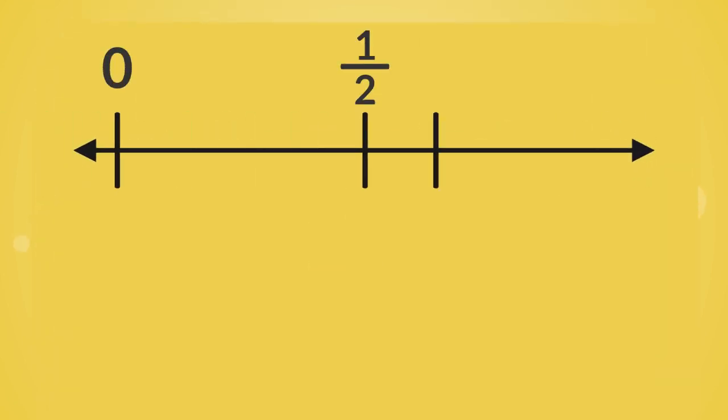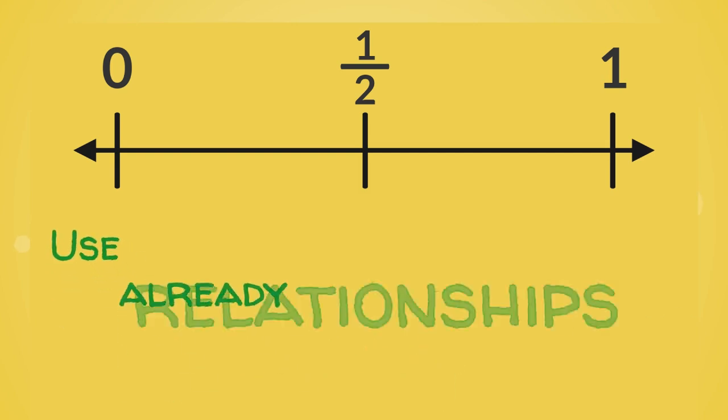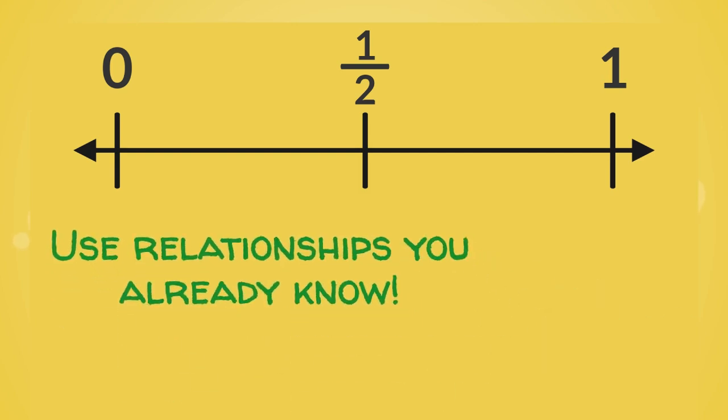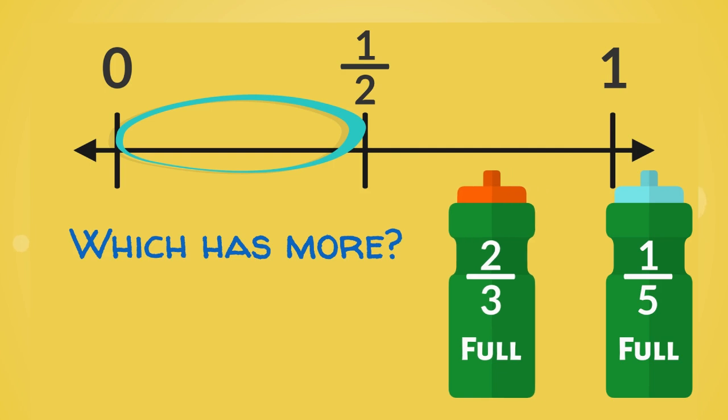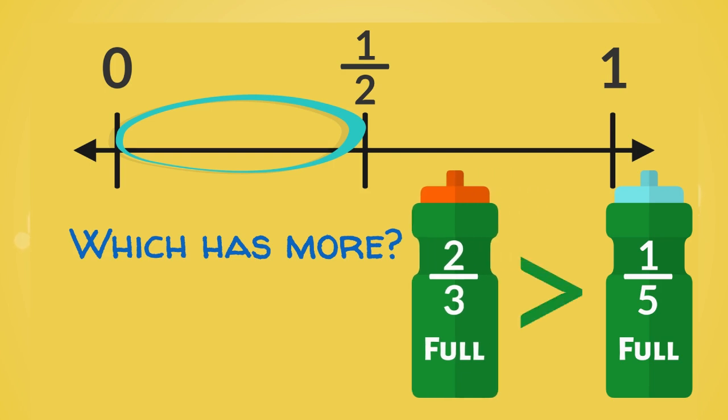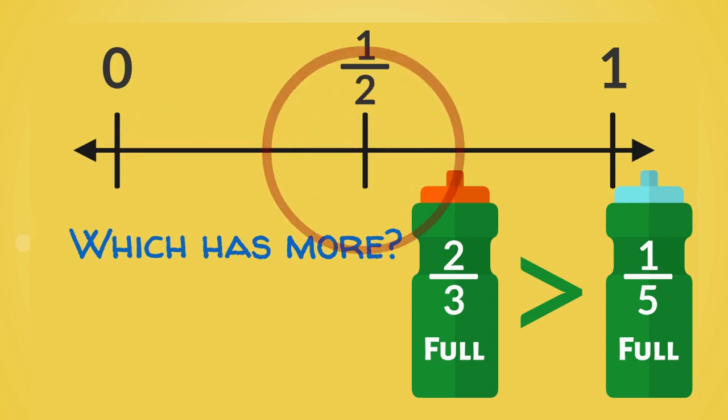Let's talk about benchmark fractions, like 0, 1/2, and 1. One way to compare fractions is to use what we know about benchmark fractions. If your water bottle is filled 2/3, you've got more than half. If it's filled to 1/5, you've got less than half. In this case, 2/3 is greater than 1/5. This is a great shortcut when comparing. Ask yourself, is it more or less than 1/2? As you get more comfortable, you can use other fractions as benchmarks too.